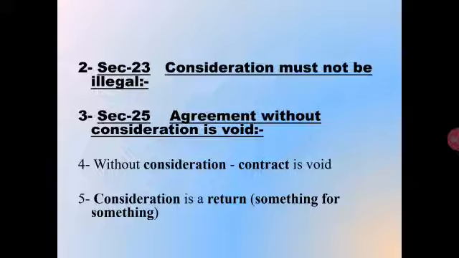Now, Section 23 talks about consideration must not be illegal. Section 25 says that an agreement without consideration is void. And next is, without consideration, a contract is void. Consideration is a return, that is, something for something.